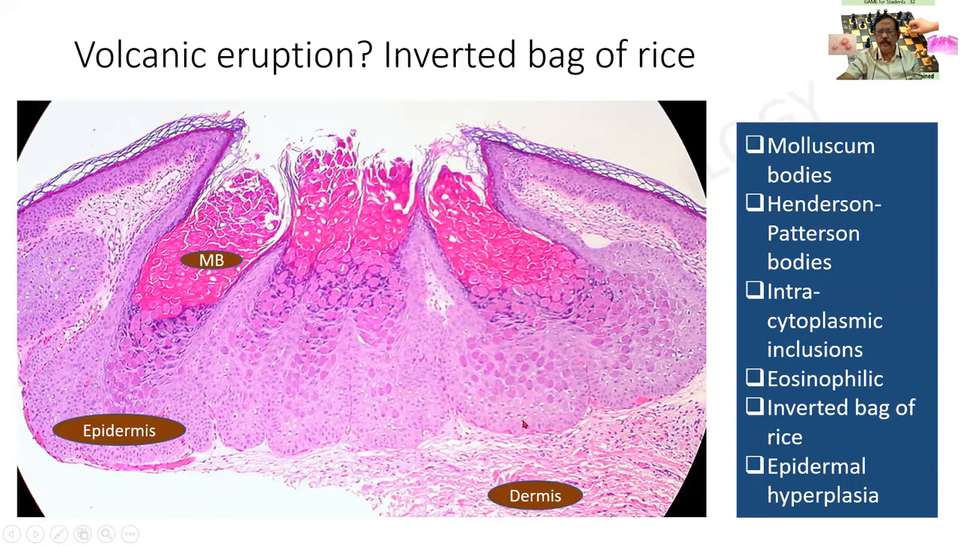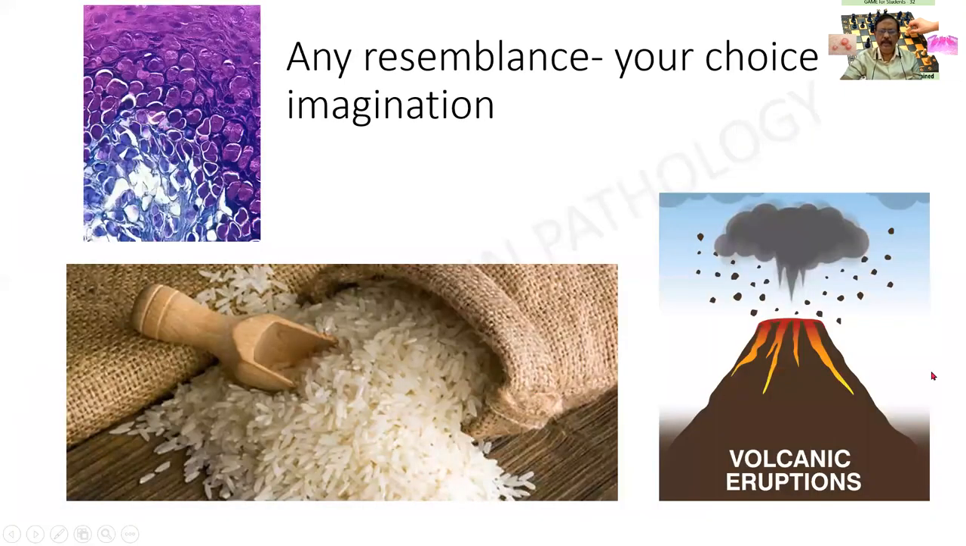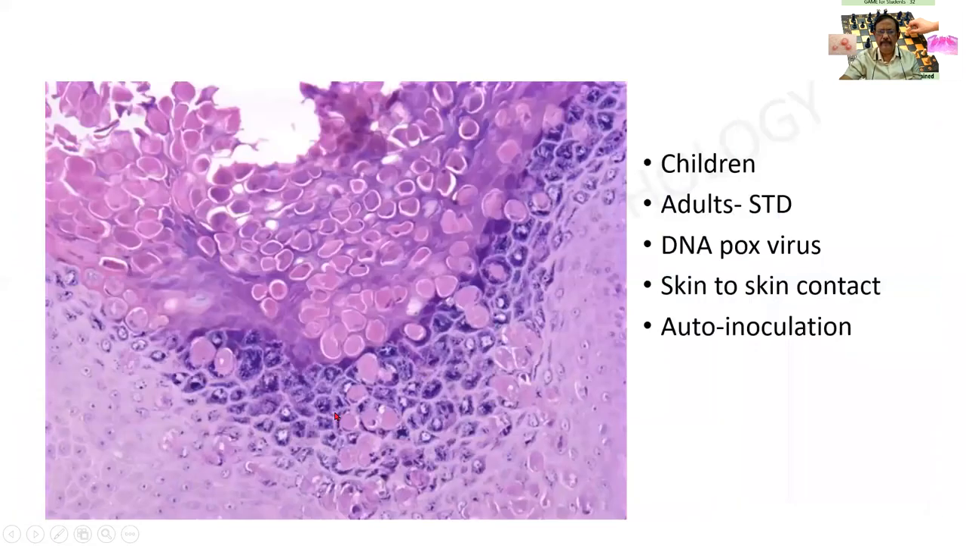The epidermis or the epithelium can show a hyperplasia. That is what we are seeing. Molluscum bodies, epidermis, dermis. And when I go to the previous slide, you can see what it fits into, either the volcanic eruption or the inverted bag of rice. So, another picture of it: I am finding the stratified squamous epithelium, and these are all inclusions which are almost replacing the entire cell, and they are getting denuded from the top.